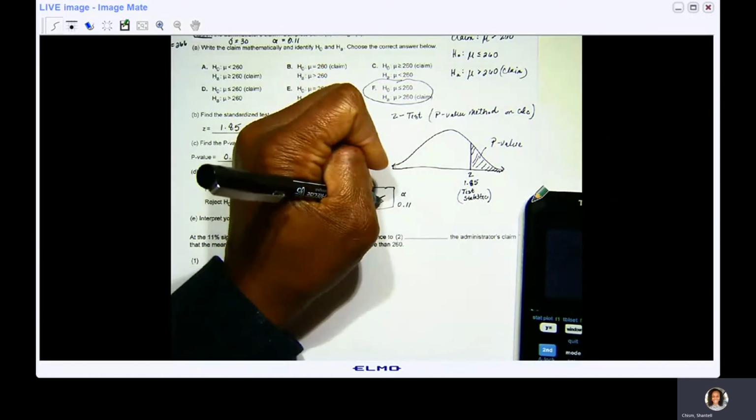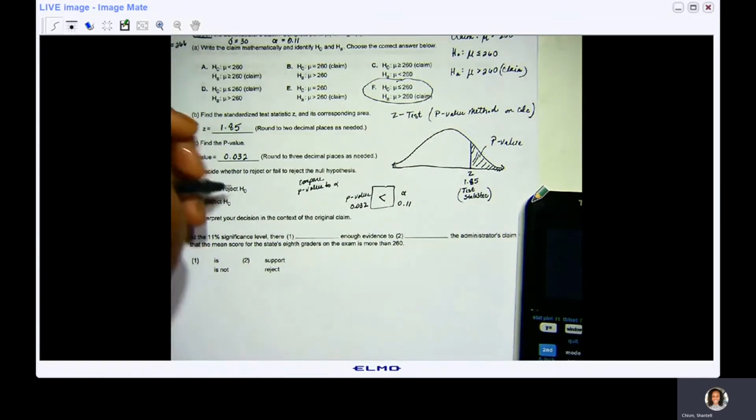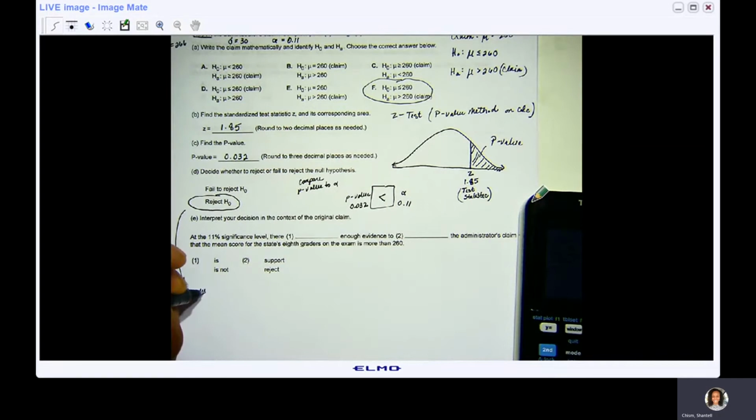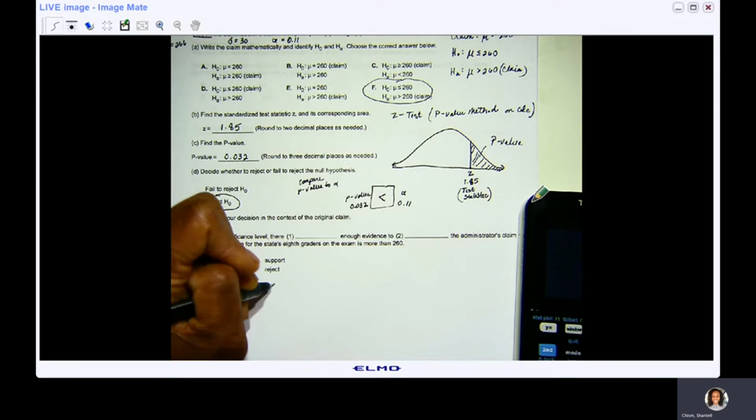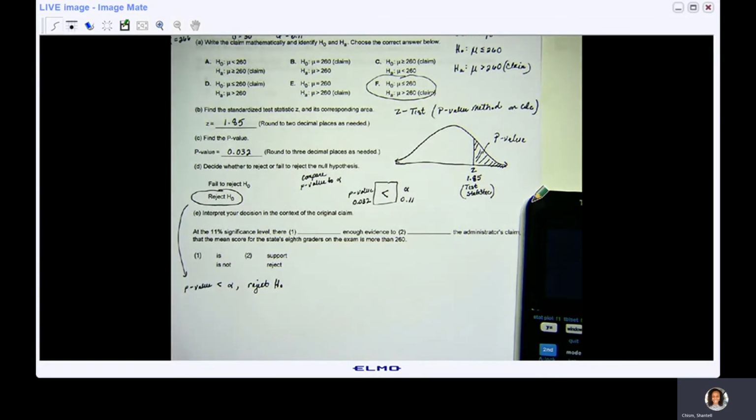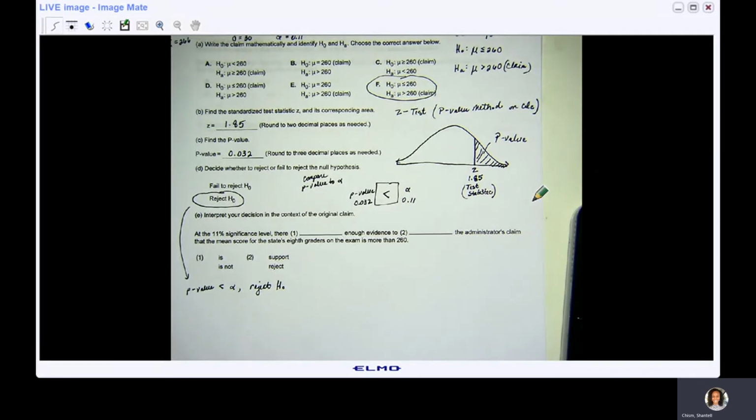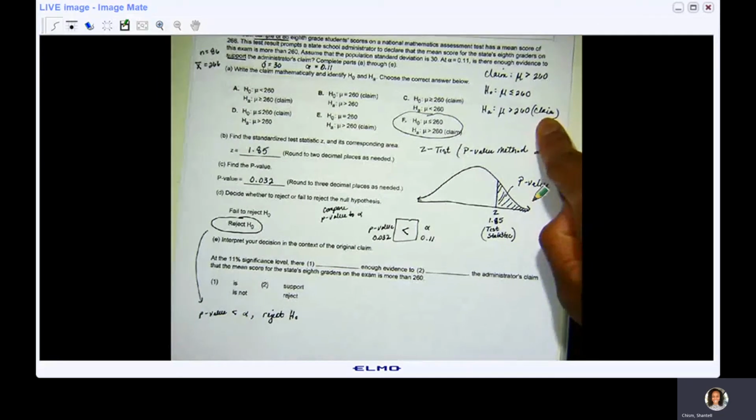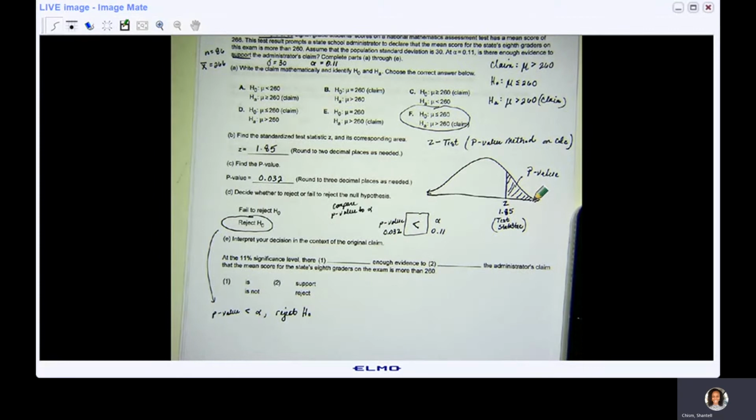P-value is smaller, so we have the less than symbol there. And because p-value is smaller, we reject H0. When p-value is less than alpha, reject H0. Okay. All right, so we reject H0. That means we're throwing out H0, which means we only have HA left. HA happens to be the claim. If you only have HA left and HA is the claim, that means your evidence supported the claim.